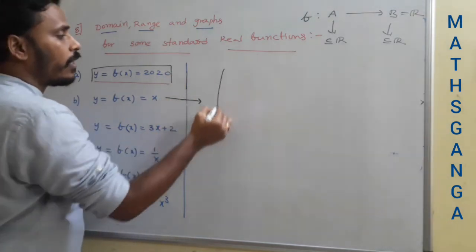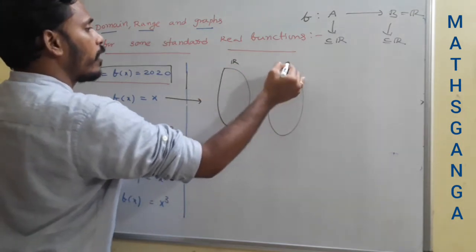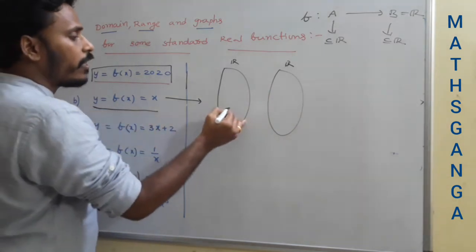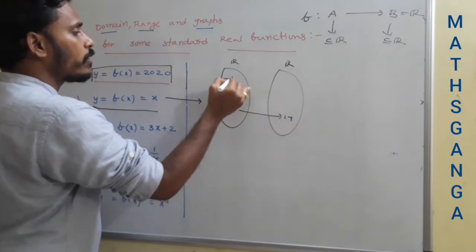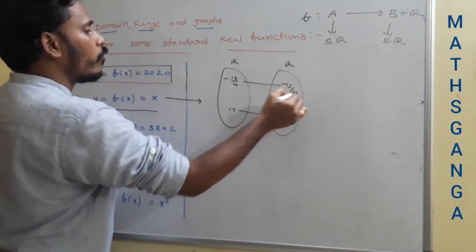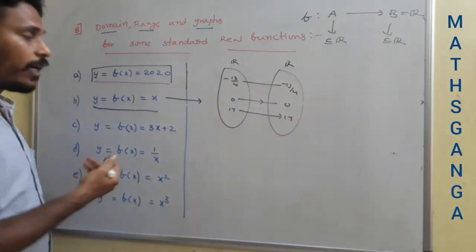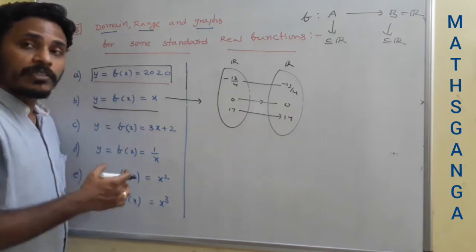As per the discussion, the first set is the real numbers and the second set is also the real numbers. The definition of the function is y is equal to x. Take any number here like 17, it just maps to 17 only. And here you may say some minus 13 by 4, it just maps to minus 13 by 4 only. 0 you have to connect to 0 only. Like that the correspondences are there from the elements of the first set to the elements of the second set.